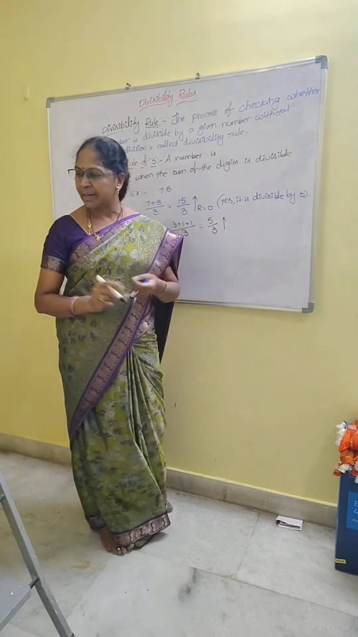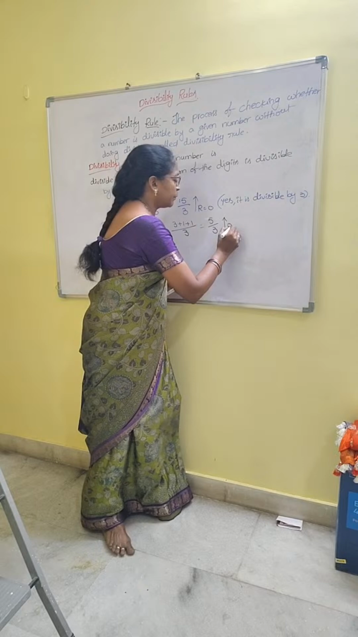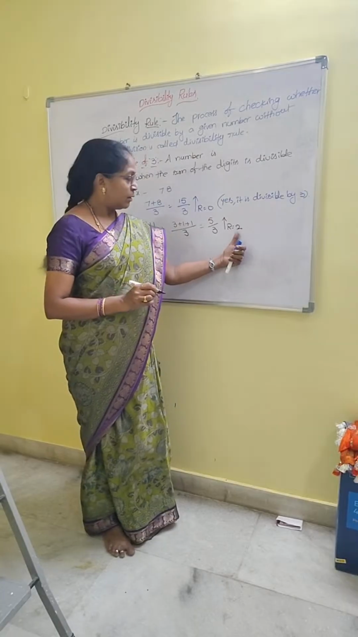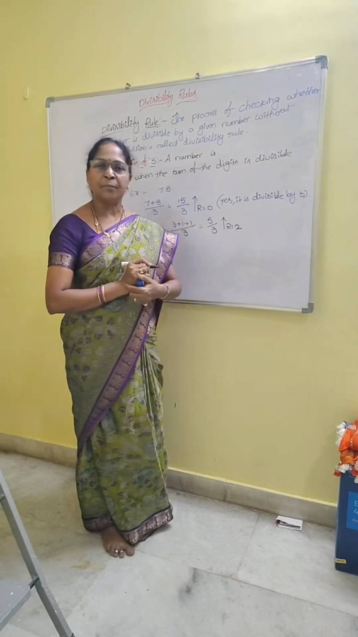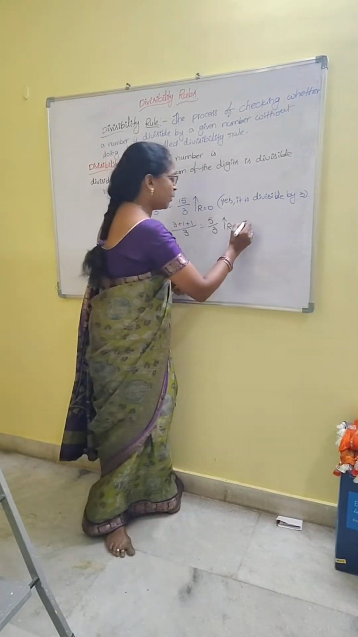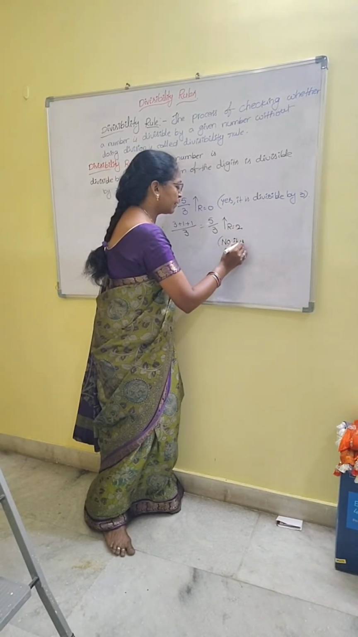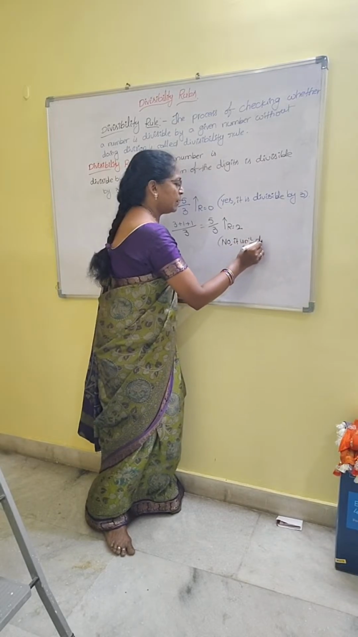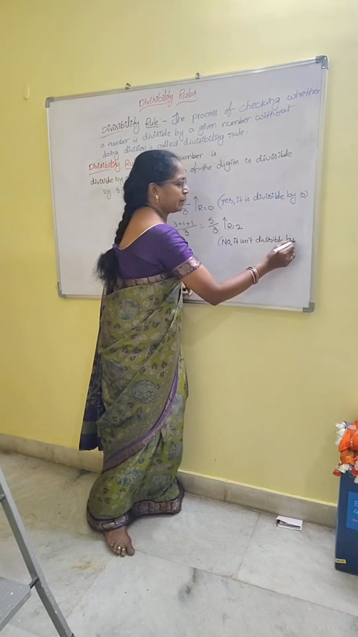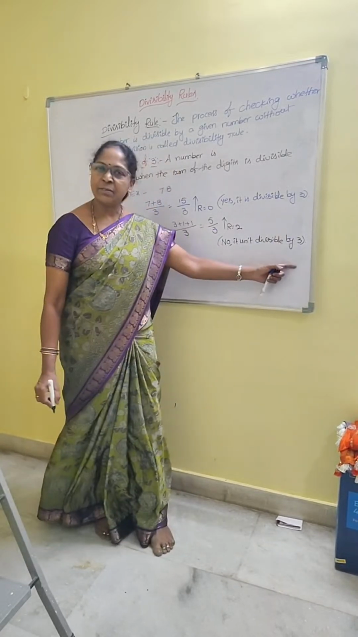Why? Because 3 goes into 5 one time only. 3 1s are 3. We are getting a remainder. Whenever we are getting a remainder other than 0, then you can say it is not divisible by 3. So here what do we have to write? No, it is not divisible by 3. Is it clear? It is not divisible by 3.